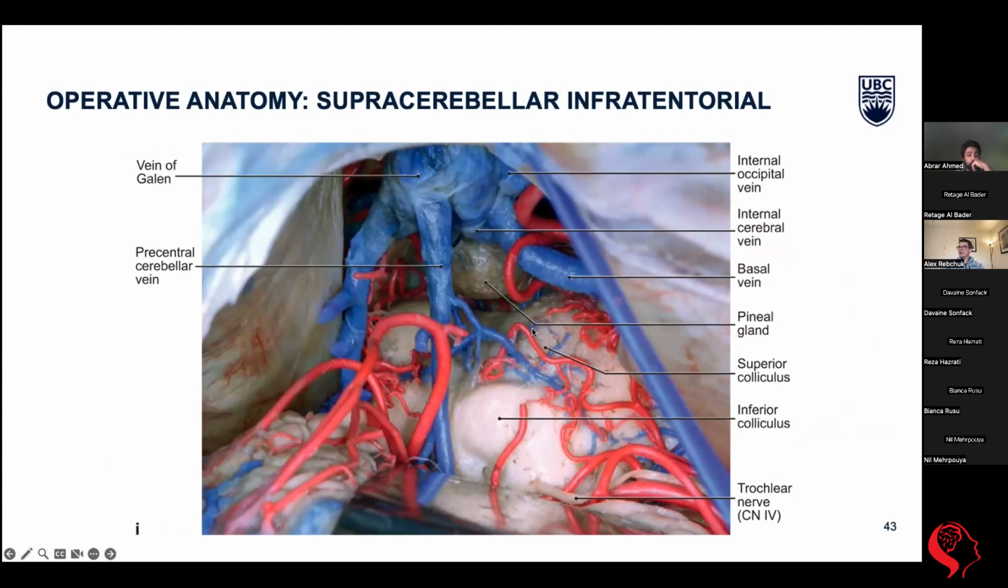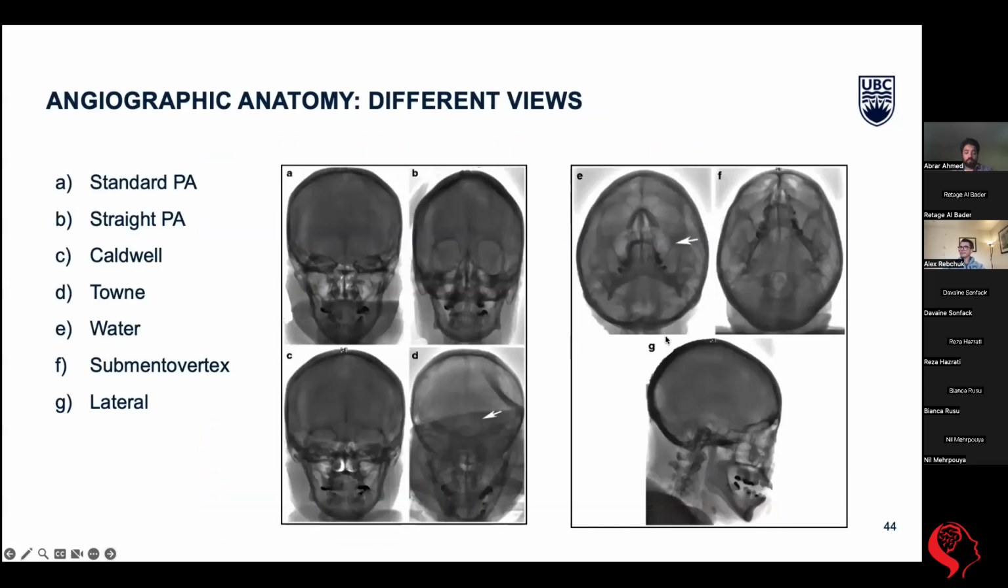Oh yeah, I added this. So this is the view if you're coming from the back. You're going to be just below the tent. So the tentorium is at the top of the screen, and the cerebellum is being pushed down. So you're looking back at the pineal gland. If you see any operations on the pineal gland, which is the structure here in the middle of the screen, this is the anatomy you'll see. That's a lot. Does anybody have any questions? If not, I'll just keep going.